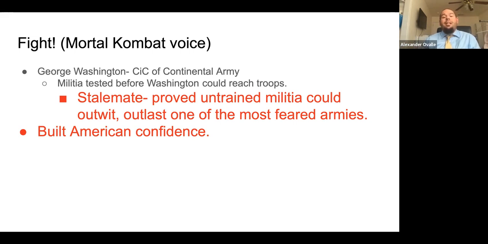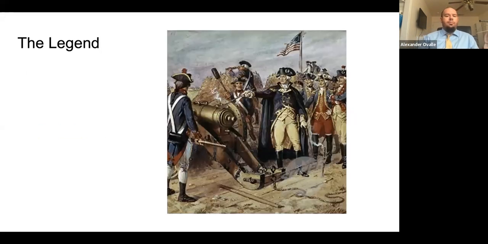George Washington was commander-in-chief of the Continental Army. The volunteer state militia would be tested before Washington even reaches the troops. However, early on, it's going to prove to be a stalemate. No one really winning, no one really losing. And it proved that the untrained militia could outlast one of the most feared armies, like Survivor. And that's going to build American confidence. Here's the man, the myth, the legend, George Washington.